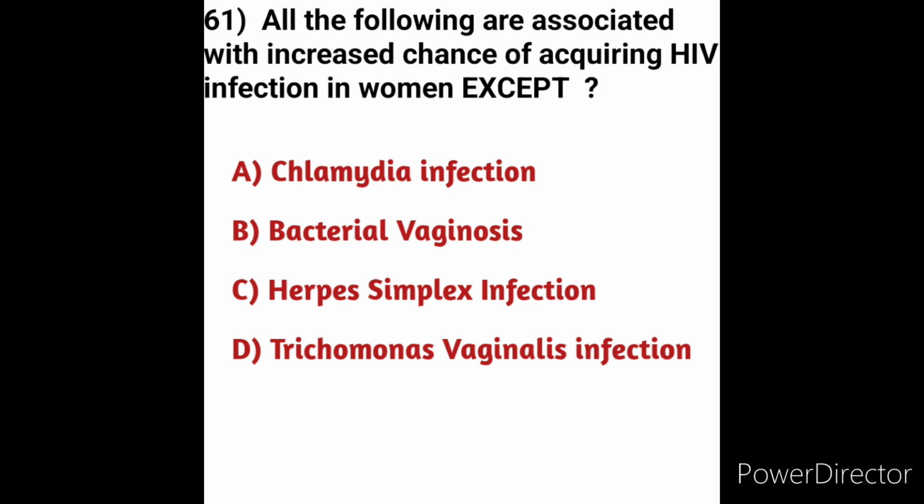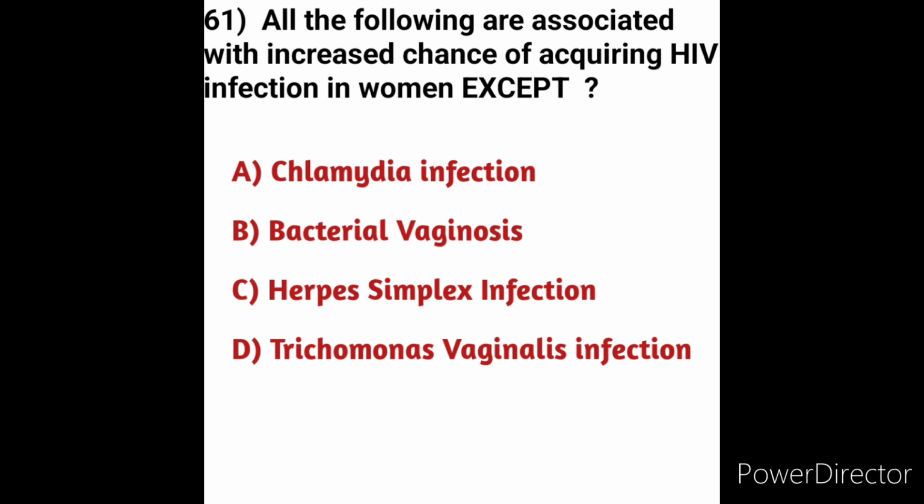For example, trichomoniasis can cause genital infection or inflammation that makes it easier to get infected with HIV. Trichomonas vaginalis is an anaerobic flagellated protozoan parasite and the causative agent for trichomoniasis, which is a sexually transmitted disease. So there is an increased risk of acquiring HIV infection for this reason. So here, option D, Trichomonas vaginalis infection, is the exception: it increases the chance of acquiring HIV infection in women.